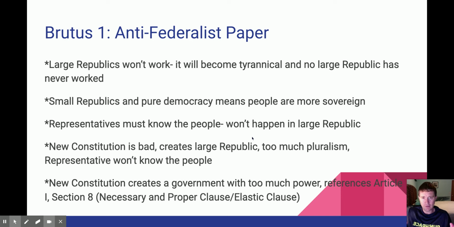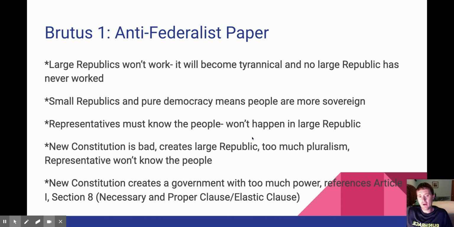They argue that there's never been a large republic that's worked, so no good examples in history. You need a small republic or pure democracy, where the people are more sovereign. Small republics might refer more to the states. You can trust the states. They're smaller. The whole country is too big. Also, if you're familiar with the concept of pluralism, this idea that interest groups and factions are all going to be competing for power, that's going to take away from the will of the people.